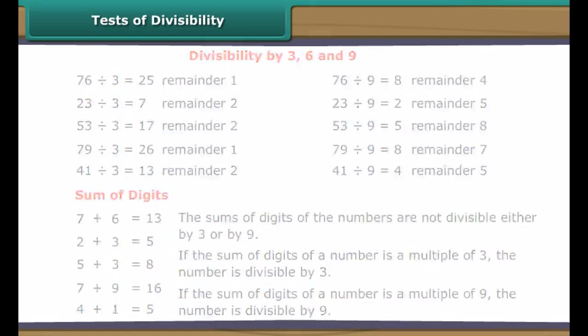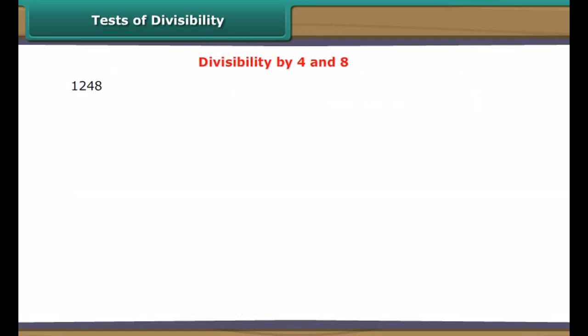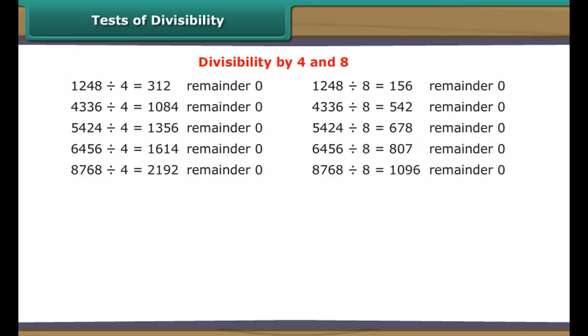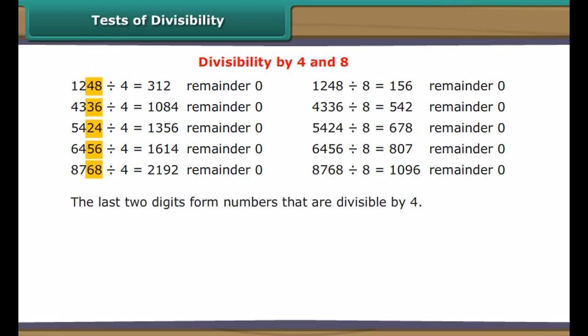Consider the last two digits of the numbers: 48, 36, 24, 56, 68. The last two digits form numbers divisible by 4. Consider the last three digits of the numbers: 248, 336, 424, 456, 768. The last three digits form numbers divisible by 8. Therefore, we can say that if the last two digits of a number form a number, self-assessment.